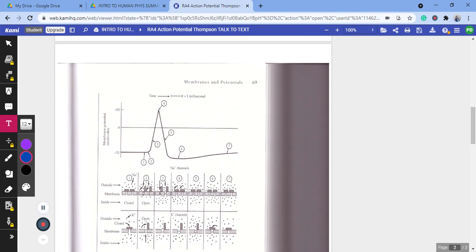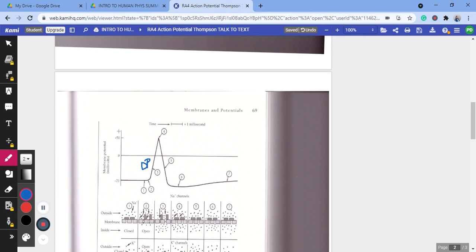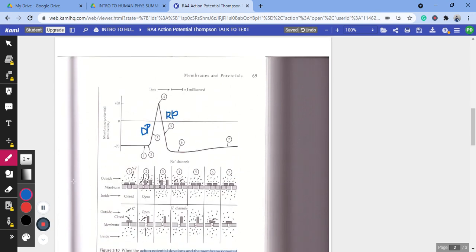Depolarization happens at number three. And at number four or number five, when there is a sudden drop in the graph, this is where repolarization happens.